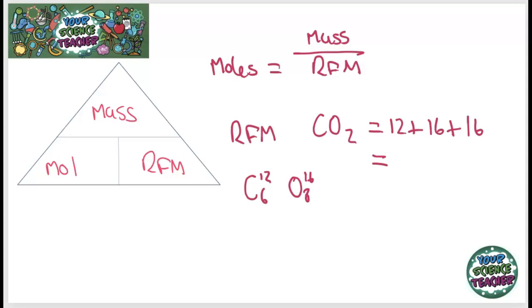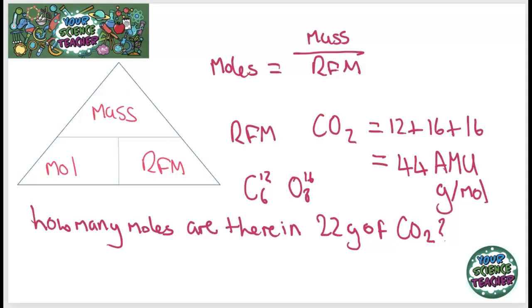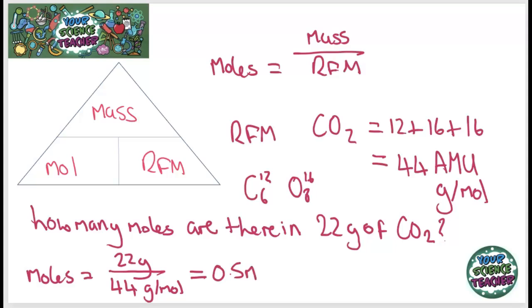So carbon dioxide's relative formula mass is 44, and the units for relative formula mass are atomic mass units or grams per mole. Either is completely fine. Now we know how to calculate the RFM. We could work out a question like this: how many moles are there in 22 grams of carbon dioxide? And we could just use this equation: moles equals mass, which is 22 grams, over the RFM of carbon dioxide, which is 44 grams per mole, and that gives you 0.5 moles.